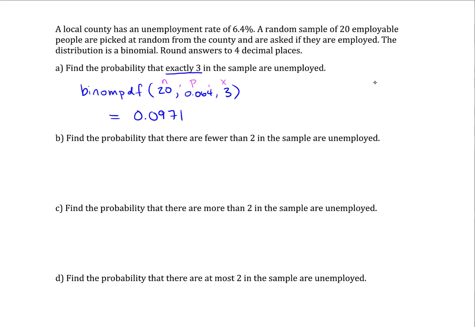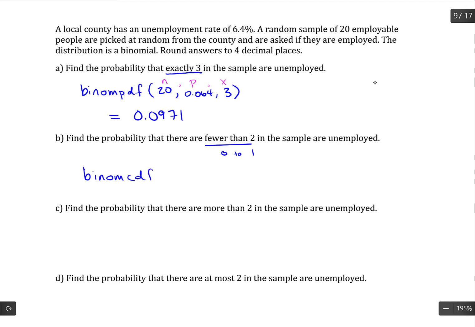Find the probability that there are fewer than 2 in the sample that are unemployed. So if I want to get fewer than 2, that would be either 0 or 1. So 0 up to 1 is what I'll say. And I could do binom PDF twice and let x be 0 the first time and then x be 1 the second time and add those together. That would work just fine. However, binom CDF, a cumulative distribution function, adds together probabilities for me.